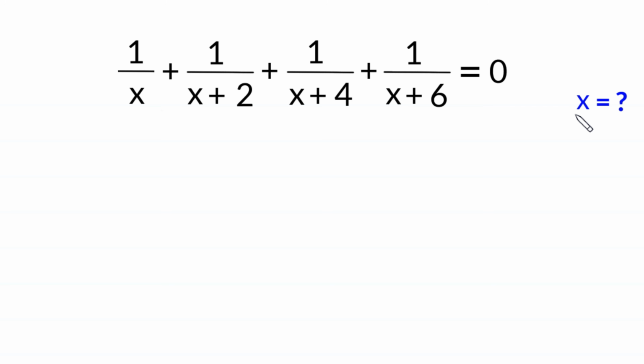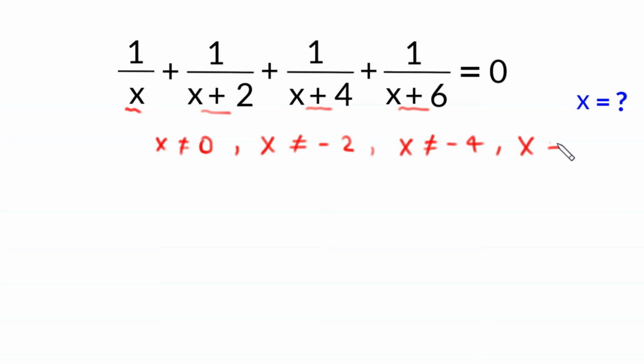So let's start. Since x is in the denominator, x cannot be equal to 0, and since x plus 2 is in the denominator, x cannot be equal to negative 2, and x plus 4 is in the denominator, so x cannot be equal to negative 4, and x plus 6 is in the denominator, so x cannot be equal to negative 6.